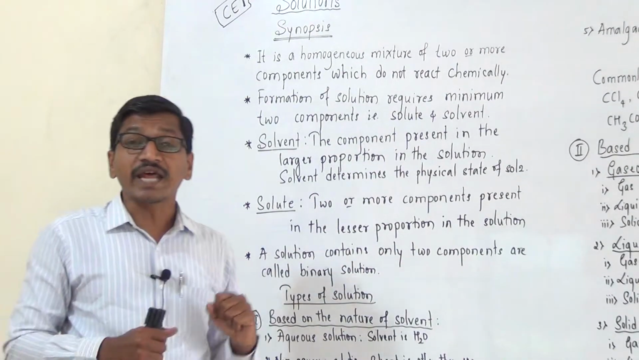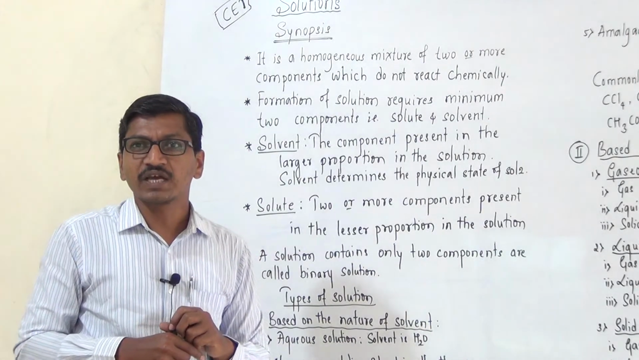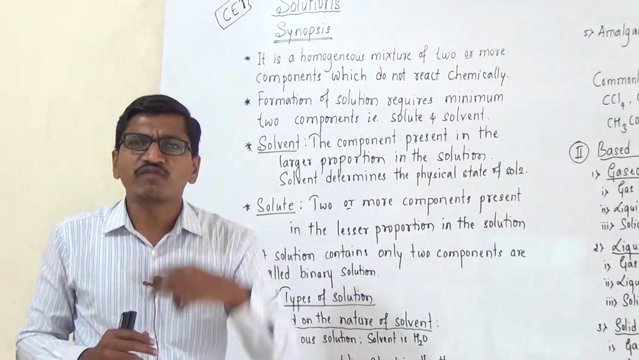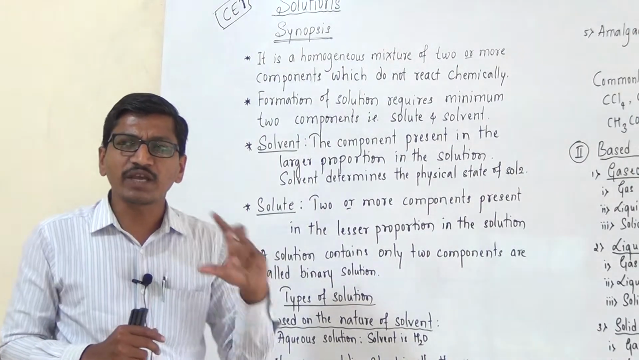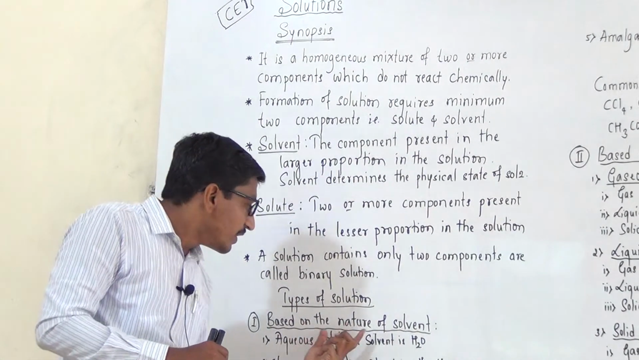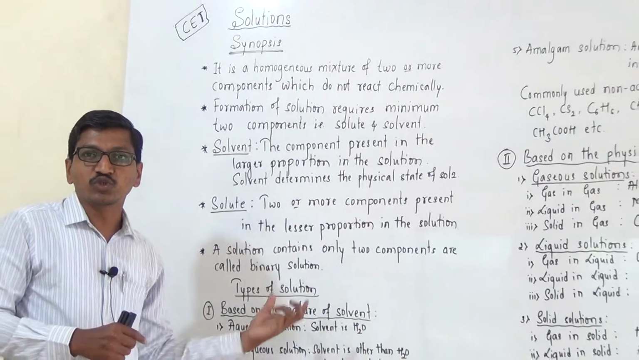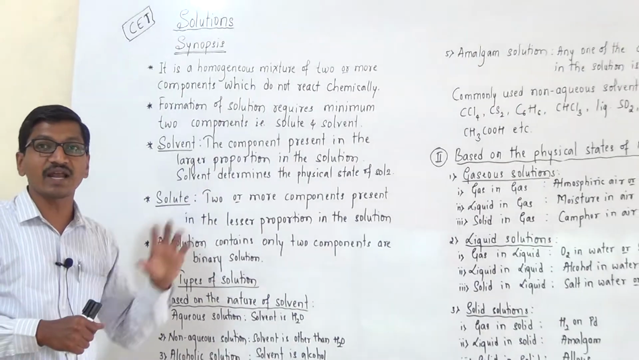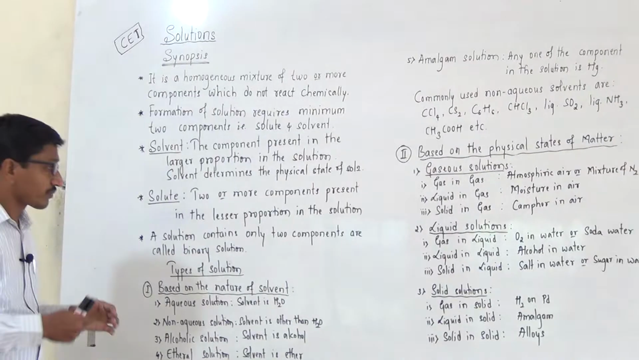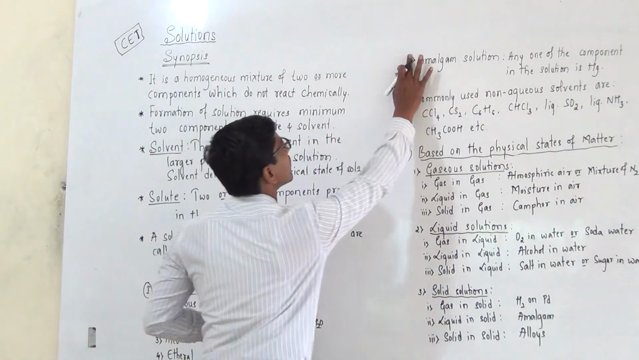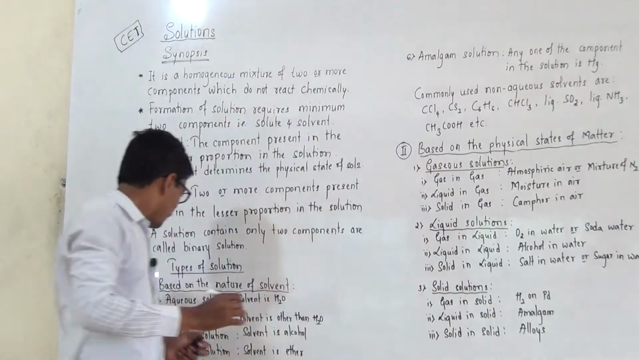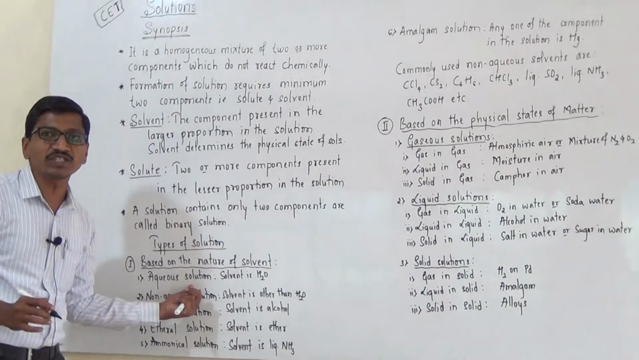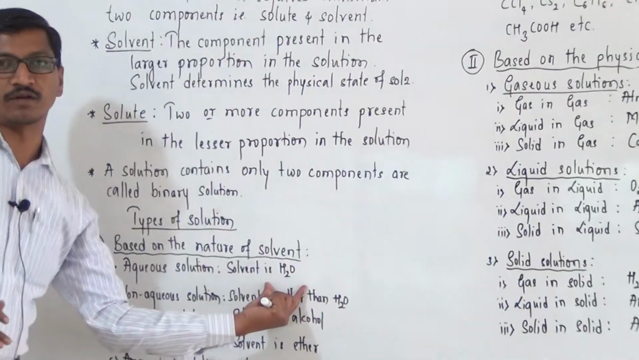Next are the types of solutions. Solutions are divided into two different types. The first is based on the nature of the solvent. These are classified into six different types. First is the aqueous solution. Aqueous solutions are those in which the solvent is water.